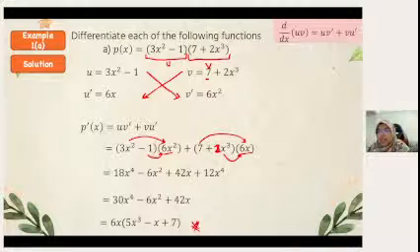Okay, so those are very simple. We just need to make sure we have u, v, and then differentiate u, differentiate v, and then use the formula uv prime plus vu prime. Okay, so that is A. Let us proceed to B.